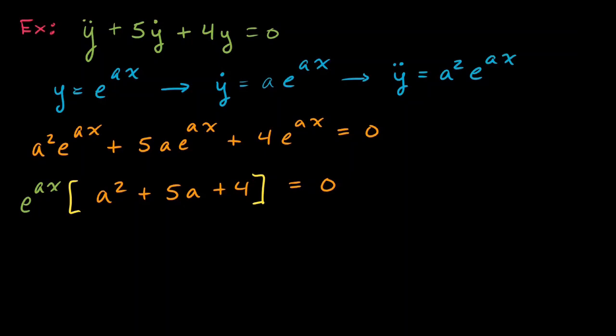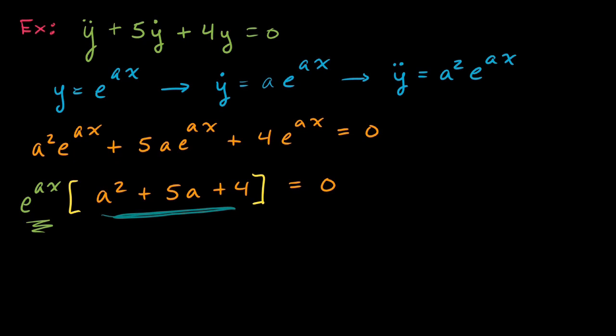Now let's think about the terms that we have here. First of all, this e to the ax term: there is no value of a or x that would make that 0. So the only way that the expression on the left-hand side can equal 0 is if this expression, this polynomial that's in the brackets, equals 0. Well, when can that happen?